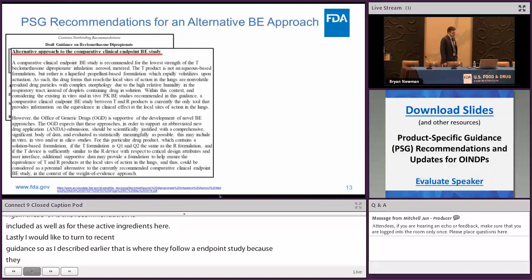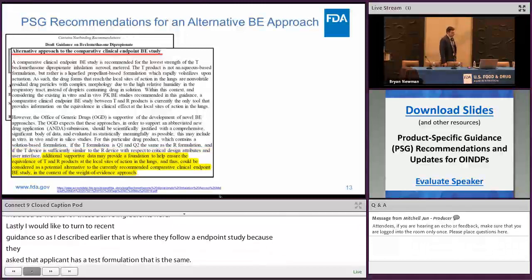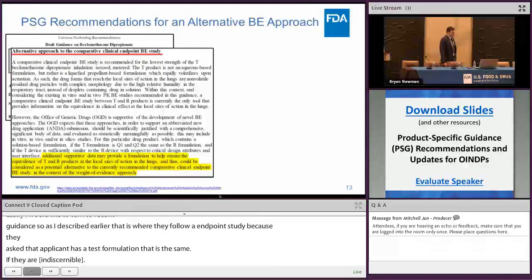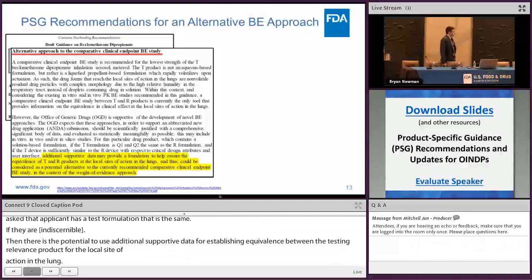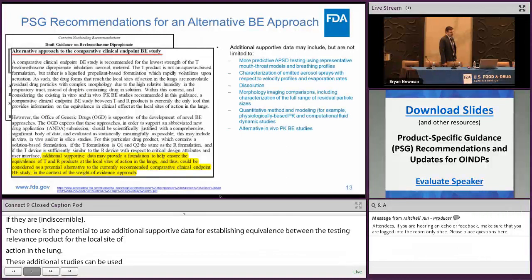With a solution-based formulation, if a generic applicant has a test formulation that's Q1 and Q2 the same, and if the test device is sufficiently similar to the reference device in terms of critical design attributes and user interface, then there's the potential to use additional supportive data for establishing equivalence between a test and reference product for the local site of action in the lungs. These additional studies can be used as an alternative to conducting the comparative clinical endpoint study. In terms of what these studies are, the PSG lays out some examples of what can be provided.